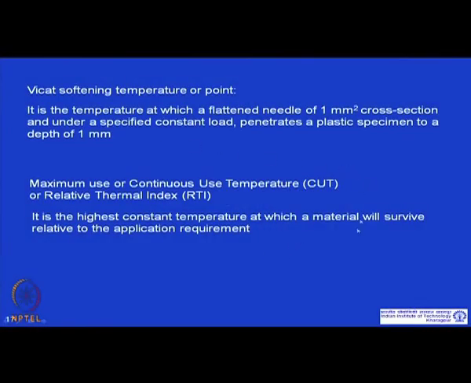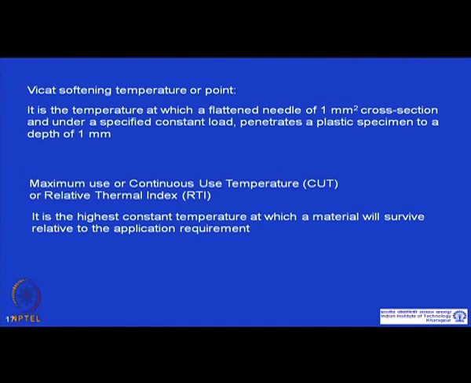Now, there are other thermal behavior tests. A thermal test basically done is the Vicat softening temperature point. It is the temperature at which a flattened needle of 1 millimeter square cross section, under a specific constant load, penetrates the plastic specimen to a depth of 1 millimeter. It is known as the Vicat softening temperature.